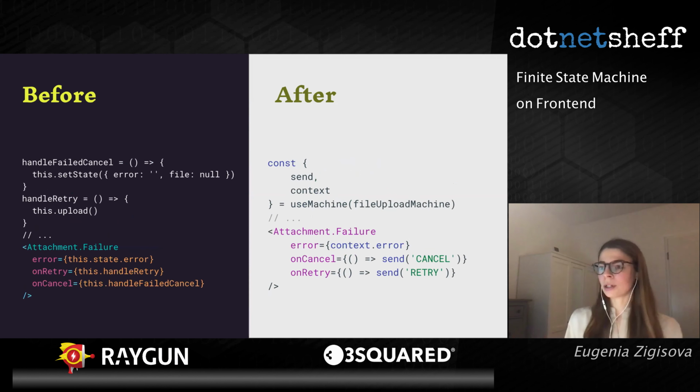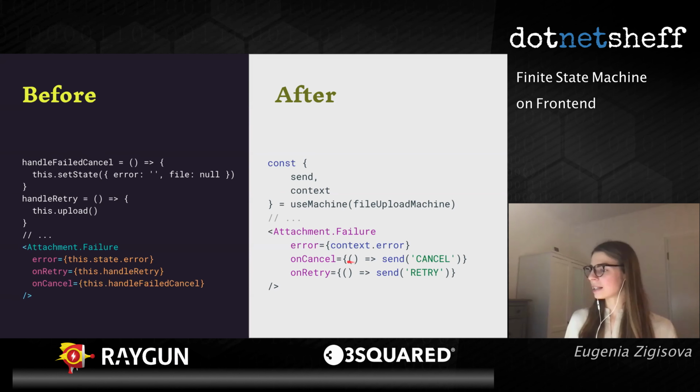And there were lots of handling functions in our UI component, which are not needed with a state machine, because the only thing that a UI component needs to do is to send a necessary event to a state machine, and then the state machine decides what needs to be done.